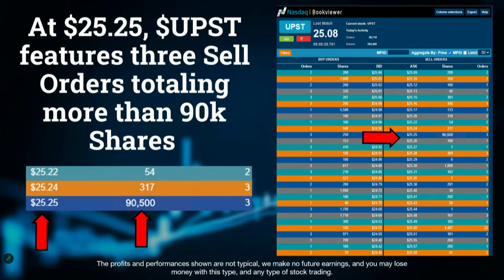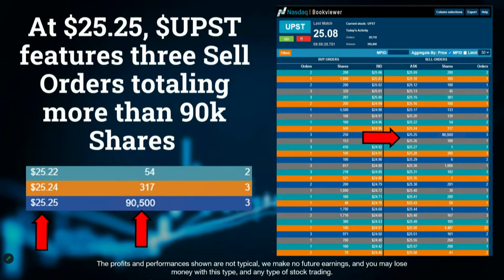And you could see right there, Jill, there was a 90,000 share order at 25.25. And if you look at all the orders on the book viewer, out of everything, that's almost like 100 times more than the average order out there. And the other thing that's very attractive about it is that you only have 3 orders.